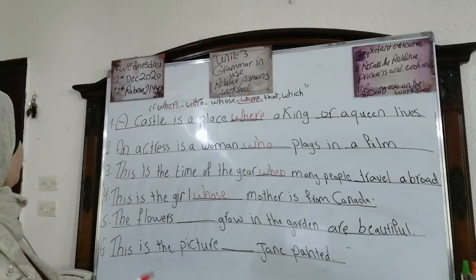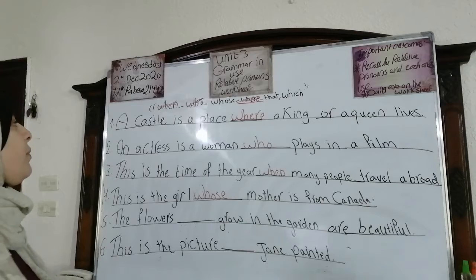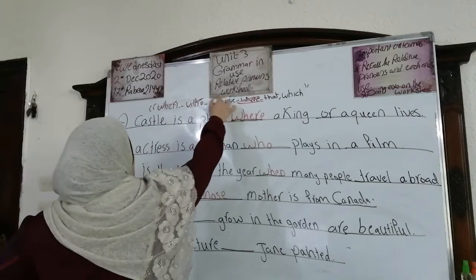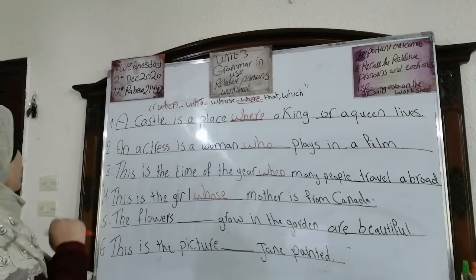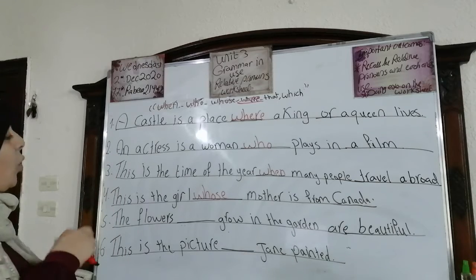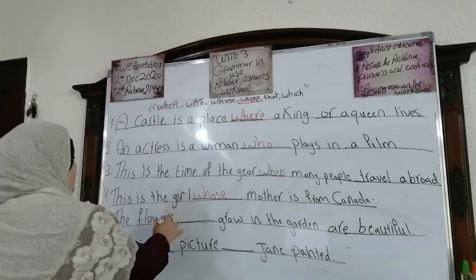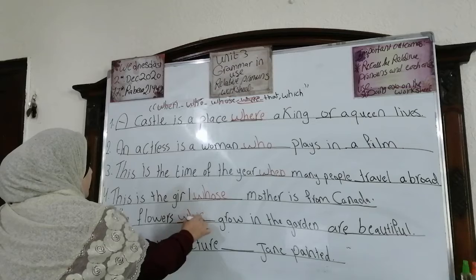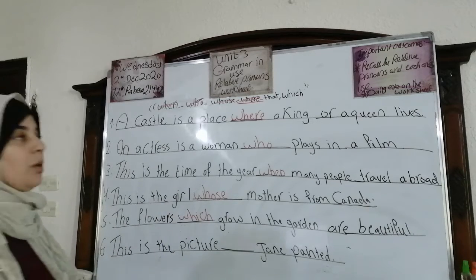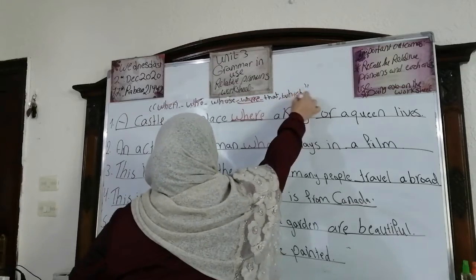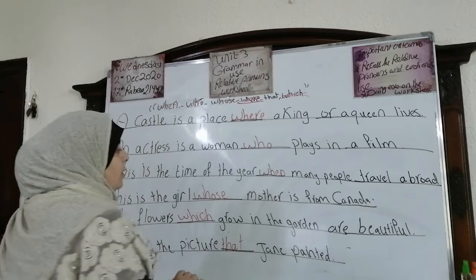Deal? Now, number five. The flowers grow in the garden are beautiful. We have only left, we omit whose. We only have that and which. So we are going to write the flowers which grow in the garden are beautiful. Okay? Because which for things. The last one, this is the picture Jane painted. What do you think? We have the last one. We're going to write that. Okay? The last one, that.